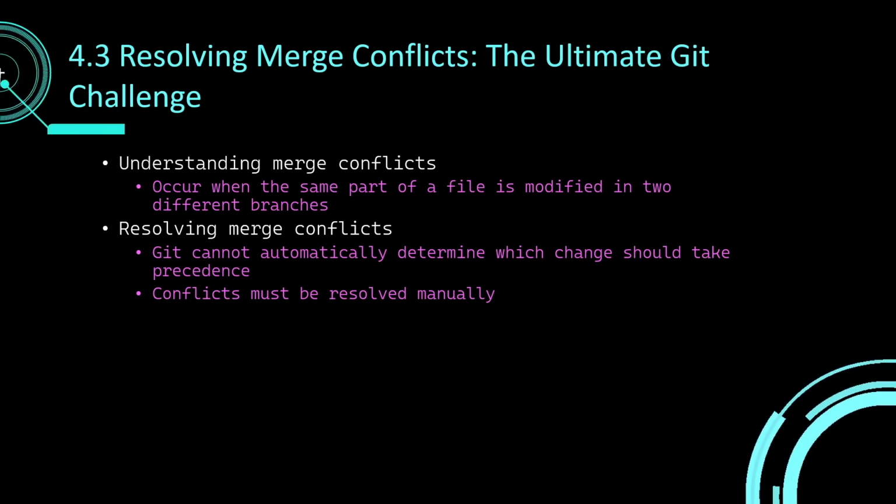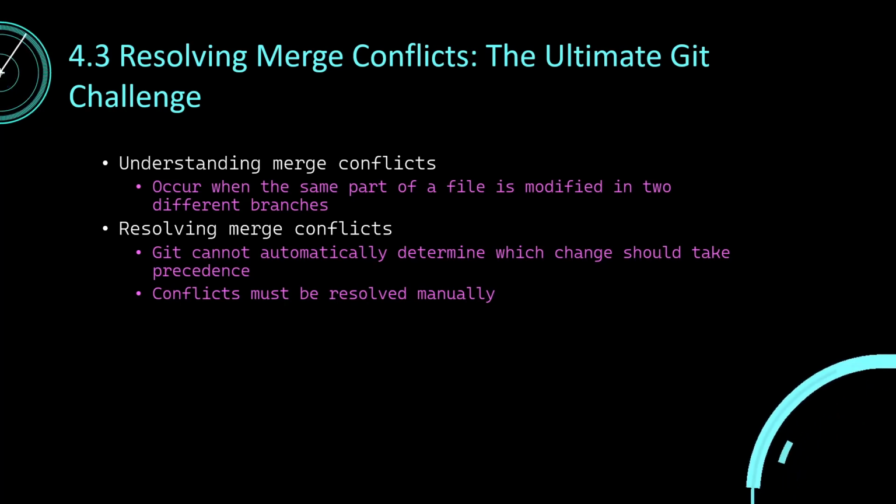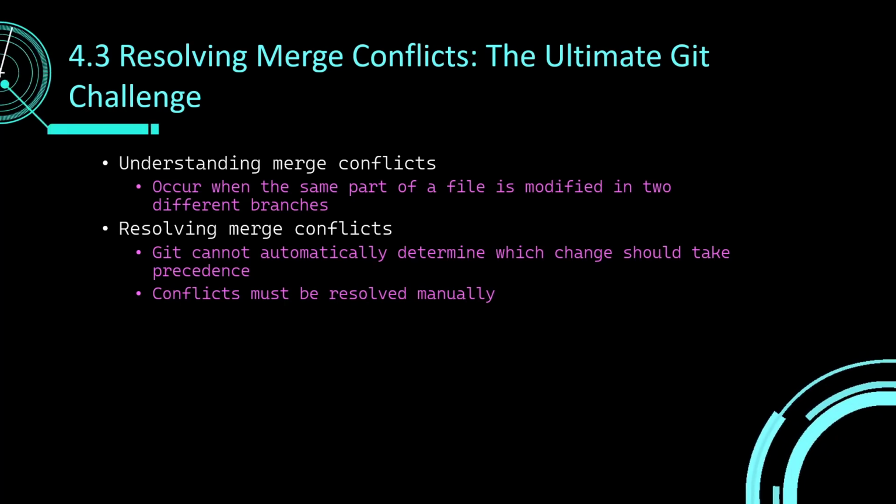Maybe you keep the changes from one branch and discard the other, or perhaps you decide to blend the two changes together. Once you've made your decision, you manually edit the file to implement it and remove the conflict markers that you'll see in your file, and we'll look at this later on. Then, when the conflict is resolved, you let Git know by staging the file with git add, and then you can proceed with your commit, finalizing the merge.